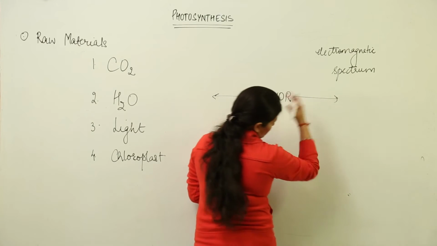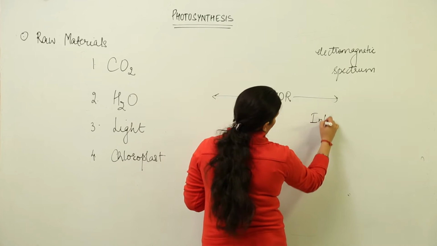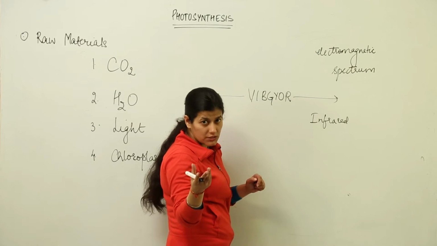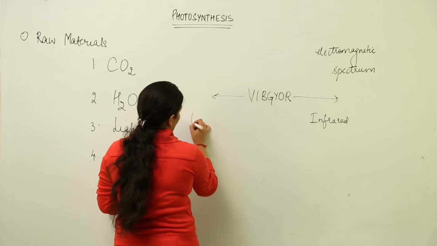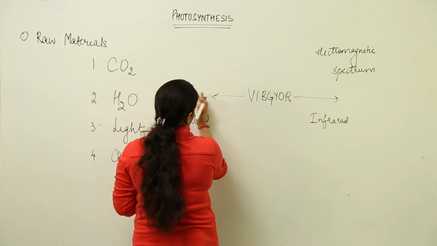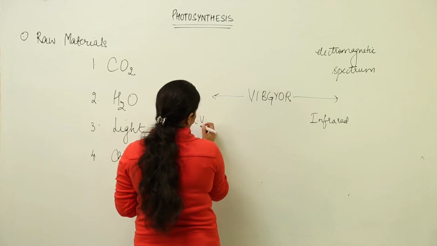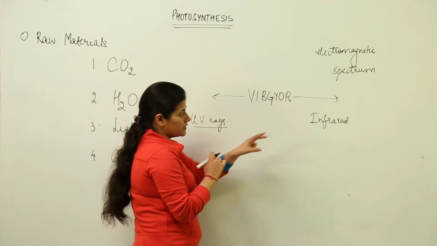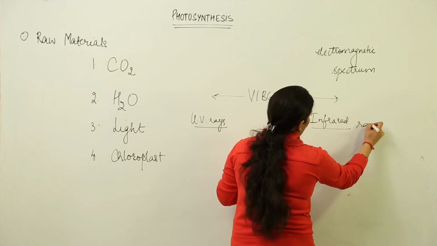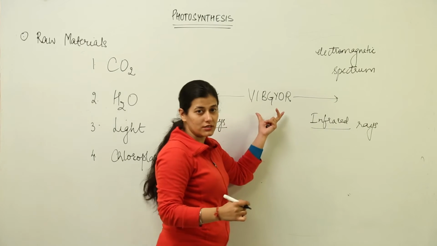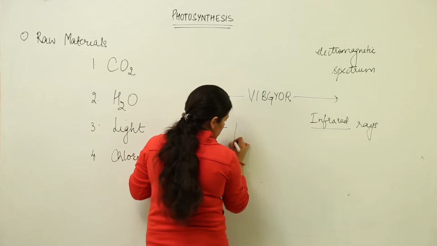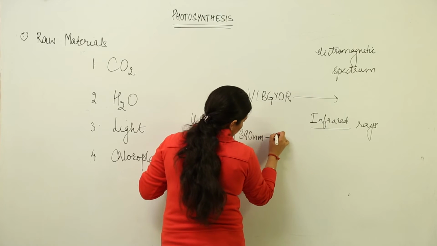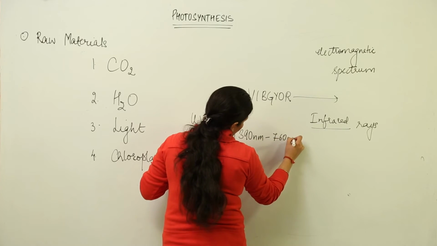If we go to this side, we have infrared radiation, and they go as much as 2700 nanometers in terms of wavelength, and the ones from 300 to 390 nanometers are UV rays, that is ultraviolet rays. Beyond that are infrared rays, and our zone of concern is VIBGYOR, which ranges between 390 nanometer to 760 nanometer.